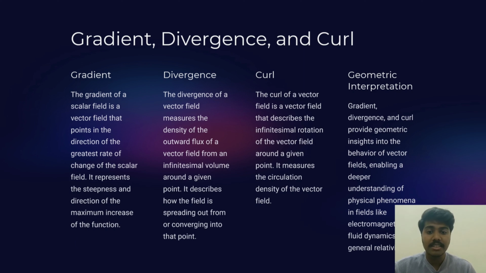It represents the steepness and the direction of the maximum increase of the function. And what is divergence? The divergence of the vector field measures the density of the outward flux of a vector field from an infinitesimal volume around a given point. It describes how the field is spreading out from or converging into that point.